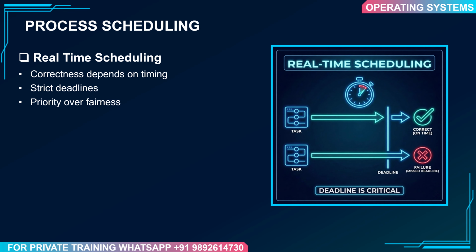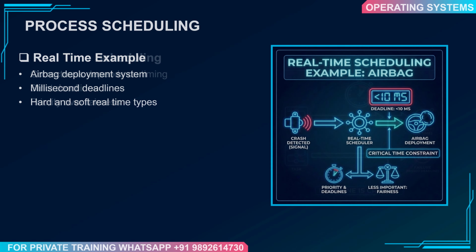Then there is real time scheduling. In real time systems, the correctness of the system depends not just on what result is produced, but also on when it is produced. Some tasks must be completed within strict time limits. Missing a deadline can lead to failure. For example, consider an airbag system in a car. When a crash is detected, the airbag must deploy within milliseconds. The operating system running this system schedules processes based on deadlines and priority. General fairness is less important than meeting time constraints. Real time scheduling can be further divided into hard real time and soft real time systems, but that is explored later in detail.